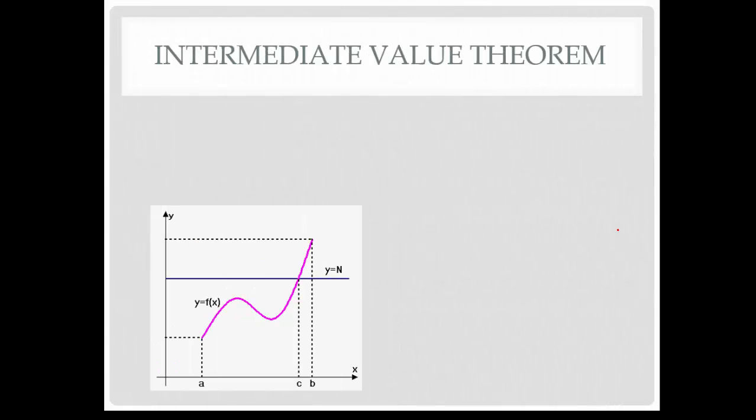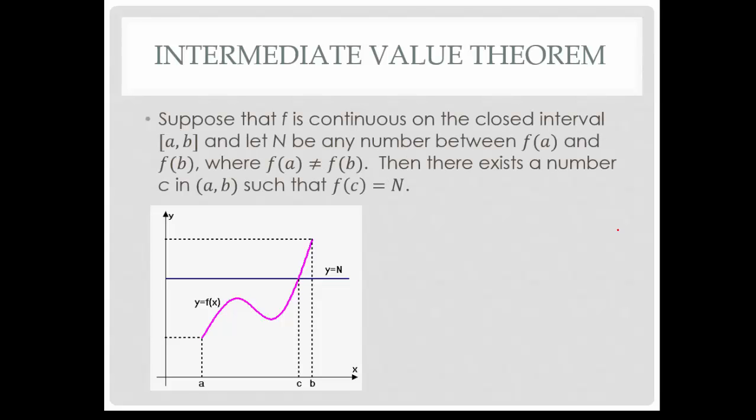Something else we want to discuss is the Intermediate Value Theorem. The Intermediate Value Theorem says the following. Suppose that f is continuous on the closed interval [a, b]. Closed just means we have brackets on the a and the b. And let capital N be any number between f of a and f of b, where f of a does not equal f of b. Then there exists a number c in the open interval (a, b). Open just means we're using parentheses. Such that f of c equals capital N.